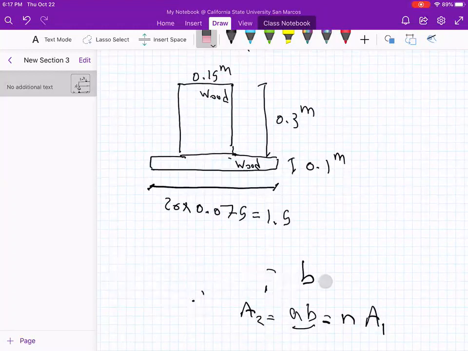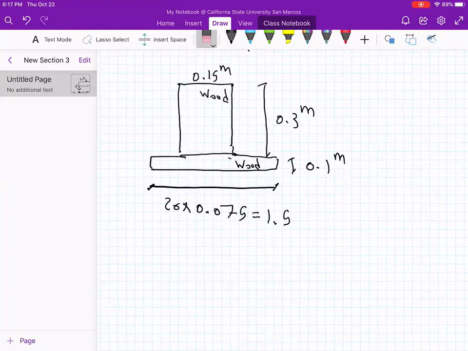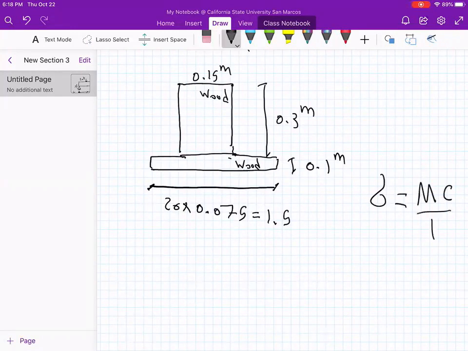Okay, now that's a new figure, right? So this is a new figure based on both is wood. Now let's review again the formula. We need to solve this one, find the stress.